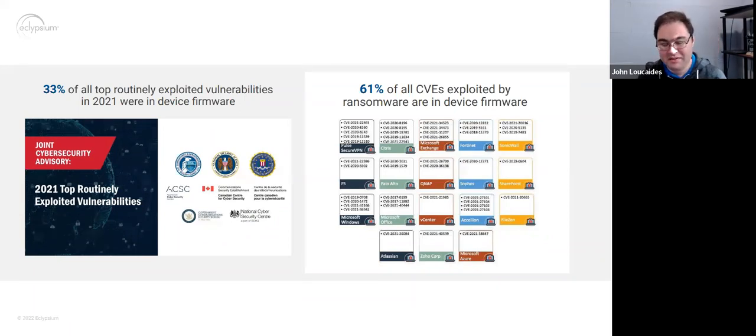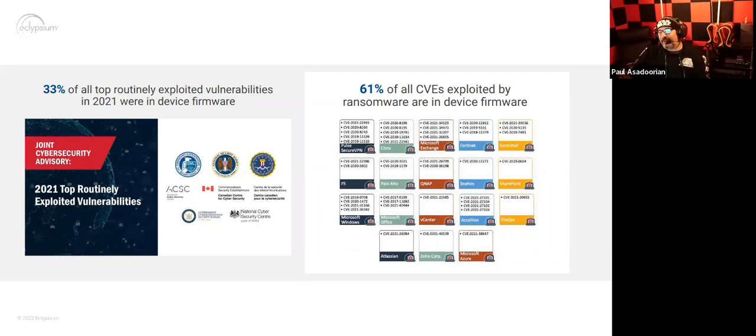Right now, we're making the point that we're not the only ones seeing this problem. One of the other examples of that is looking at what all of these government agencies are seeing themselves when they look at what gets exploited. I always love to give credit to CISA for actually maintaining a list of known exploited vulnerabilities. That's really cool.